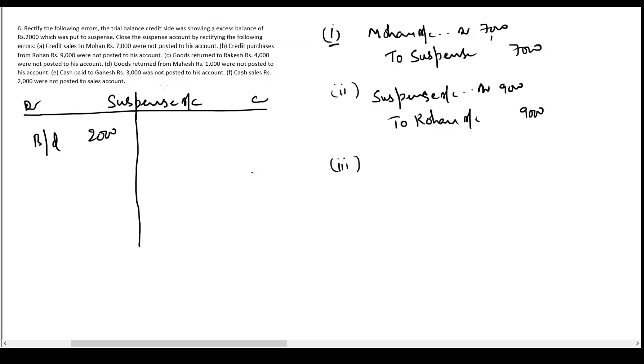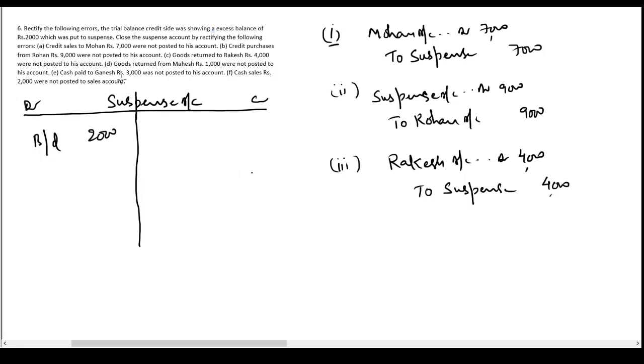Next. Goods returned to Rakesh, 4000, were not posted to his account. When you return goods to Rakesh, we pass the entry Rakesh account debit to purchase returns. Rakesh account has to be debited. It was not debited. So Rakesh account will now be debited. Rakesh account debit 4000. We cannot give credit to purchase returns again because it has already been credited. So we'll give credit to suspense 4000.